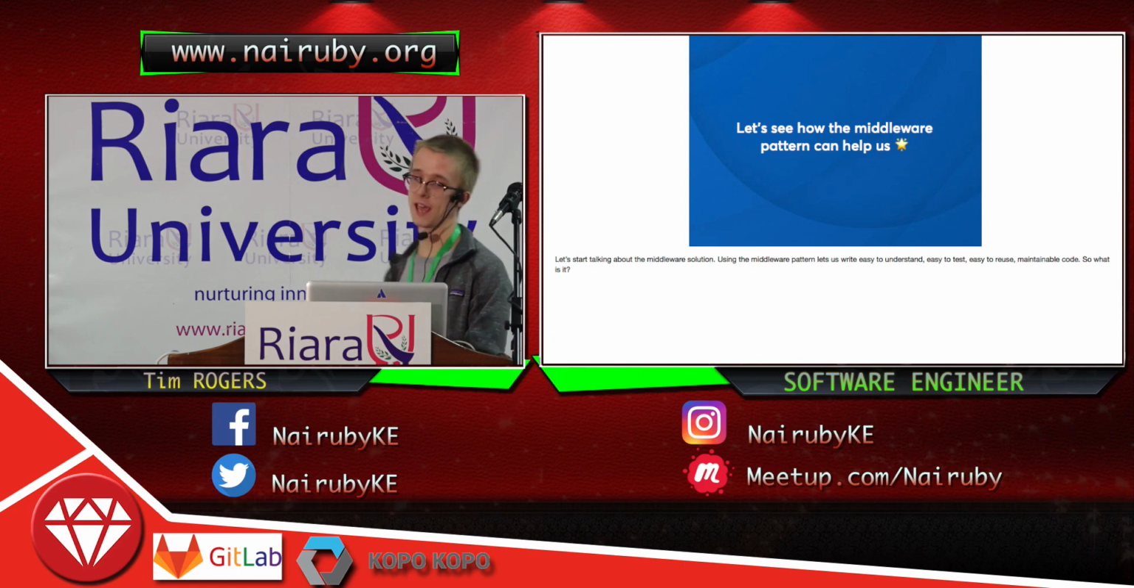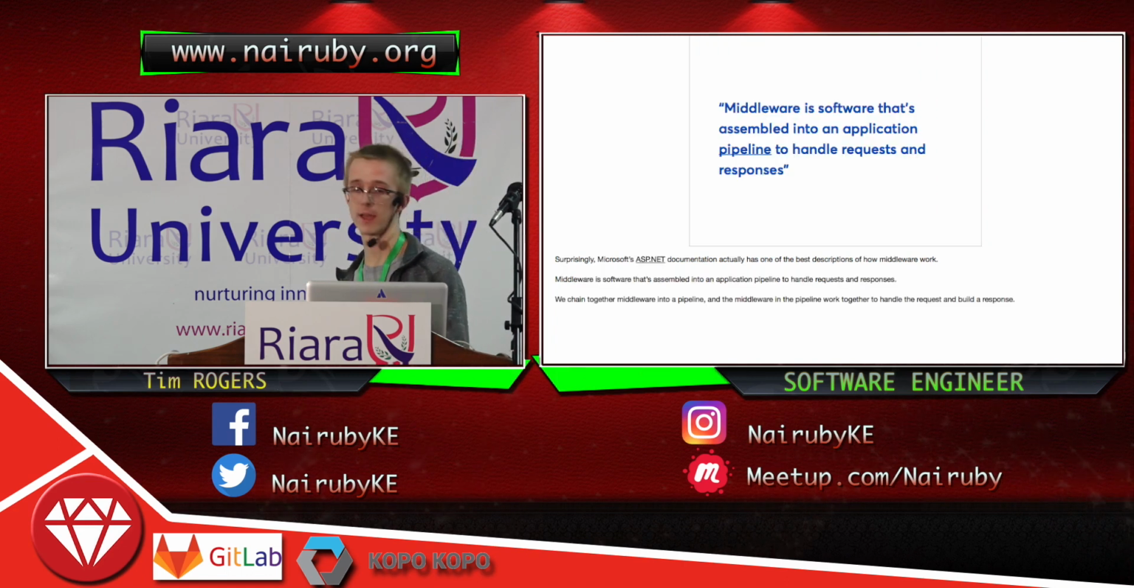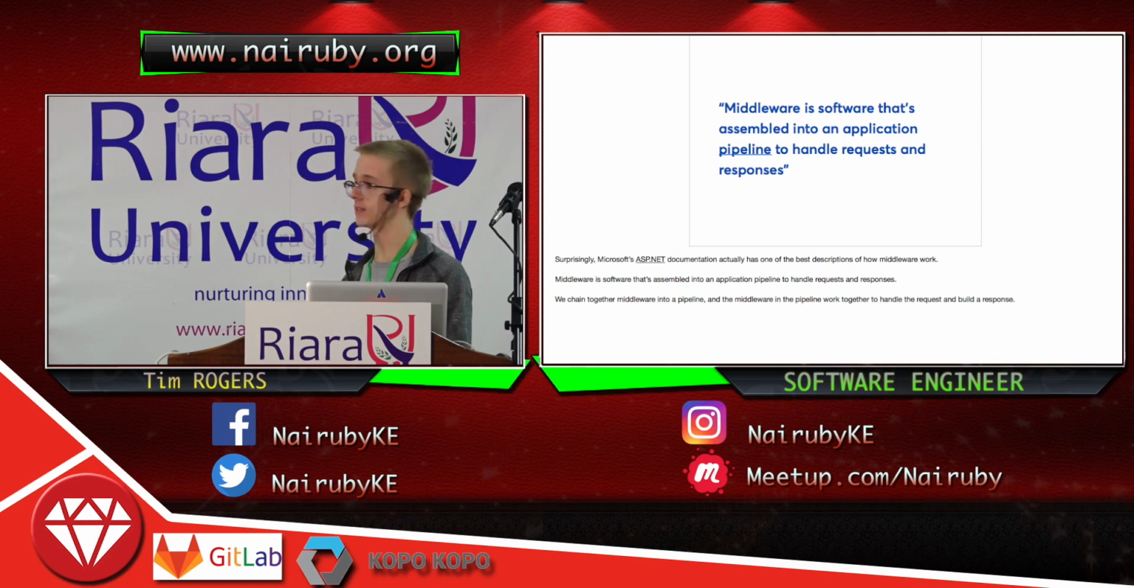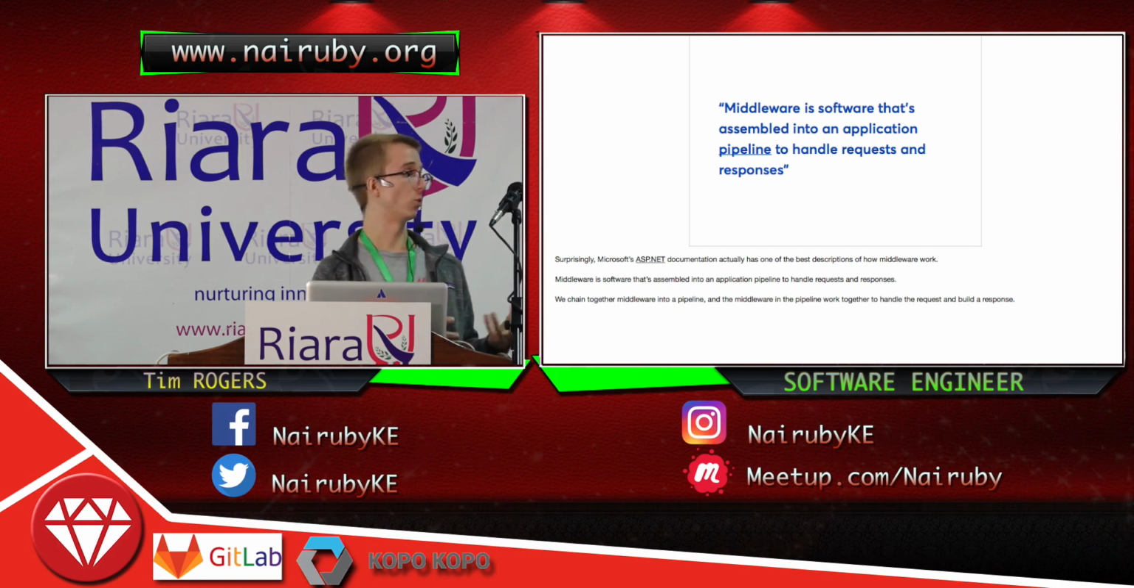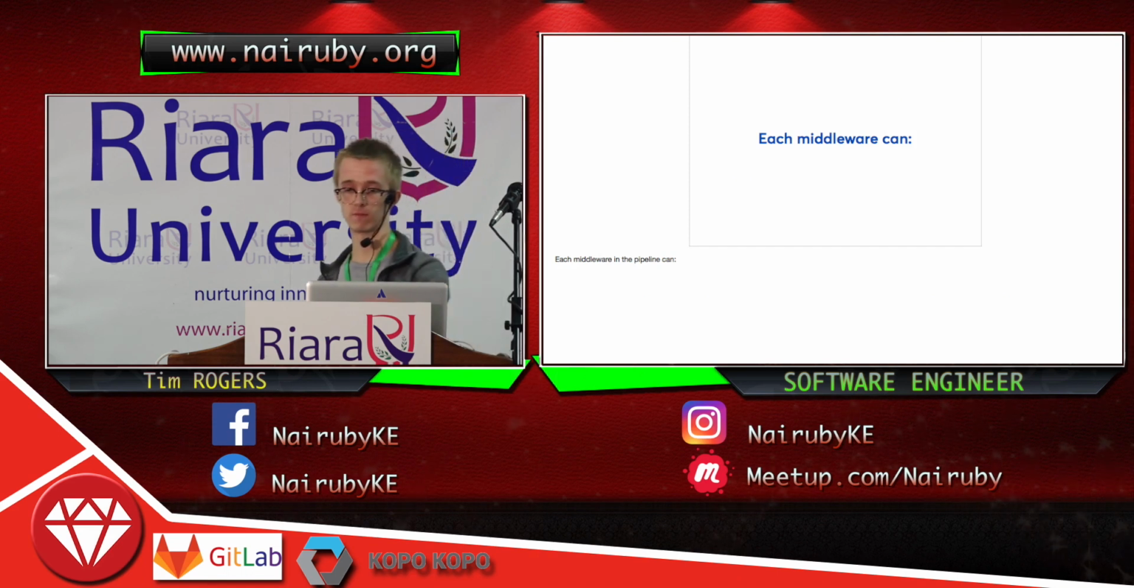Surprisingly, Microsoft's ASP.NET documentation actually has one of the best descriptions of how middleware work. Middleware is software that's assembled into an application pipeline to handle requests and responses. That is to say, we chain together a bunch of individual middleware into a pipeline, and then those middleware work together to handle the request and build a response.